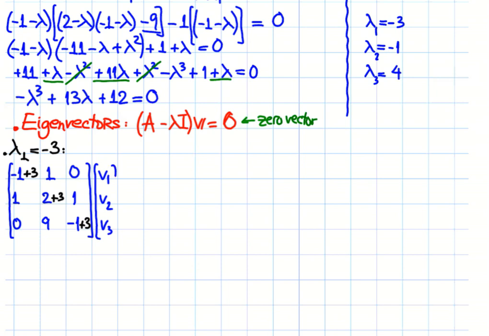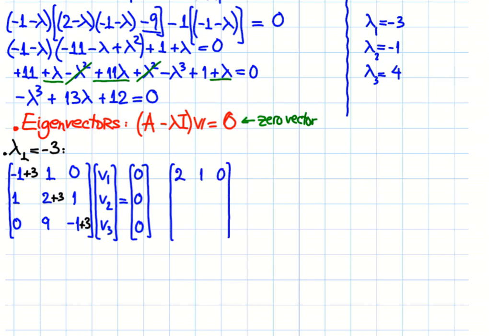And multiply by the column. Right. So in that case, the diagonal will become 2, 1, 0, 1, 5, 1, 0, 9, and 2, times V1, V2, V3.